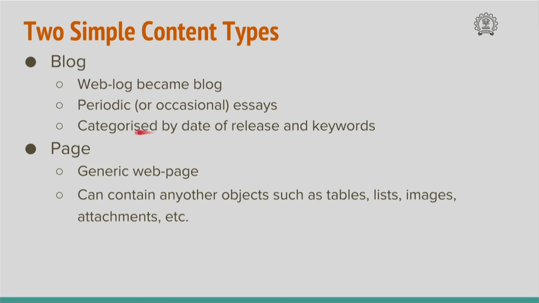Usually they are characterized by the date of release and keywords, whereas a page is a generic web page that you all are familiar with. It could be a static page, there is nothing time bound to it, and it could appear in the front page or in the menu items and so on. Pages can have other objects in it such as tables, lists, images, attachments and so on. We will now see how to create a simple blog and a simple page.